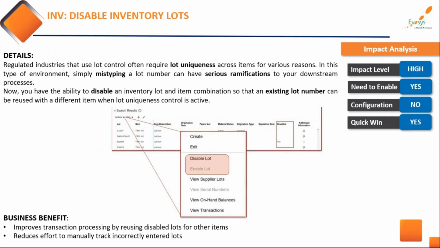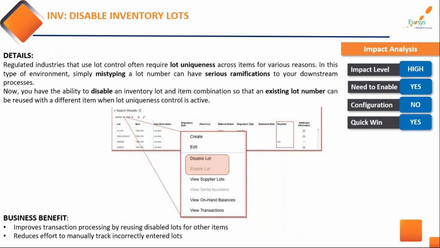One of the additional features on the inventory side is to disable the inventory lots. The organizations which follow the lot enablement for the items which are defined would know that there is a feature known as lot uniqueness that has to be followed across various items. Now, it could be possible that by mistake somebody has mistyped the lot number, and it might have some serious ramifications. So to avoid that, what Oracle has done is that we can now disable the combination of inventory item and the lot, and it is also possible to use the existing lot number once it has been disabled.